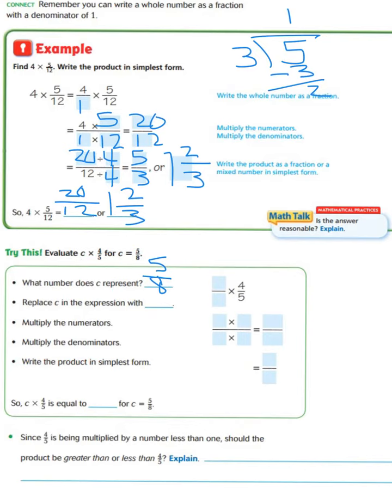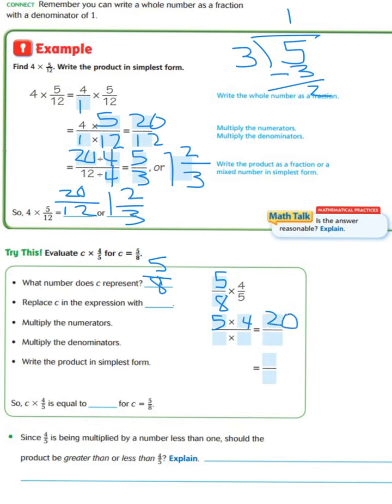So we know that 5/8 times 4/5 is the same as our C times 4/5. So we replace C in the expression with the 5/8. Now the next step is to multiply the numerators. So we're going to take our numerators, which are 5 and 4, and multiply those together. And 5 times 4 equals 20.